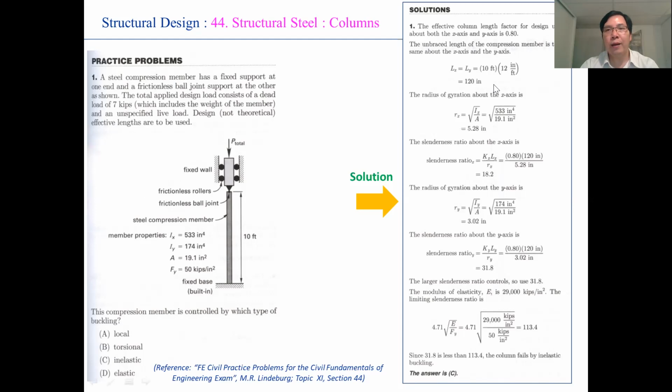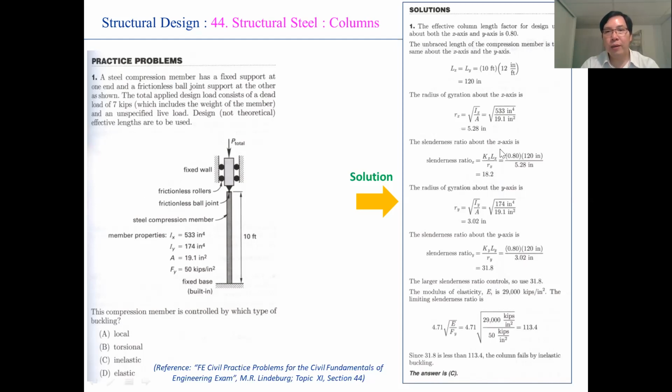Lx and Ly equal to 120 inch, and after that you can calculate the radius of gyration about the x-axis by this equation. rx equal to the square root of Ix per A, and you can find the result.